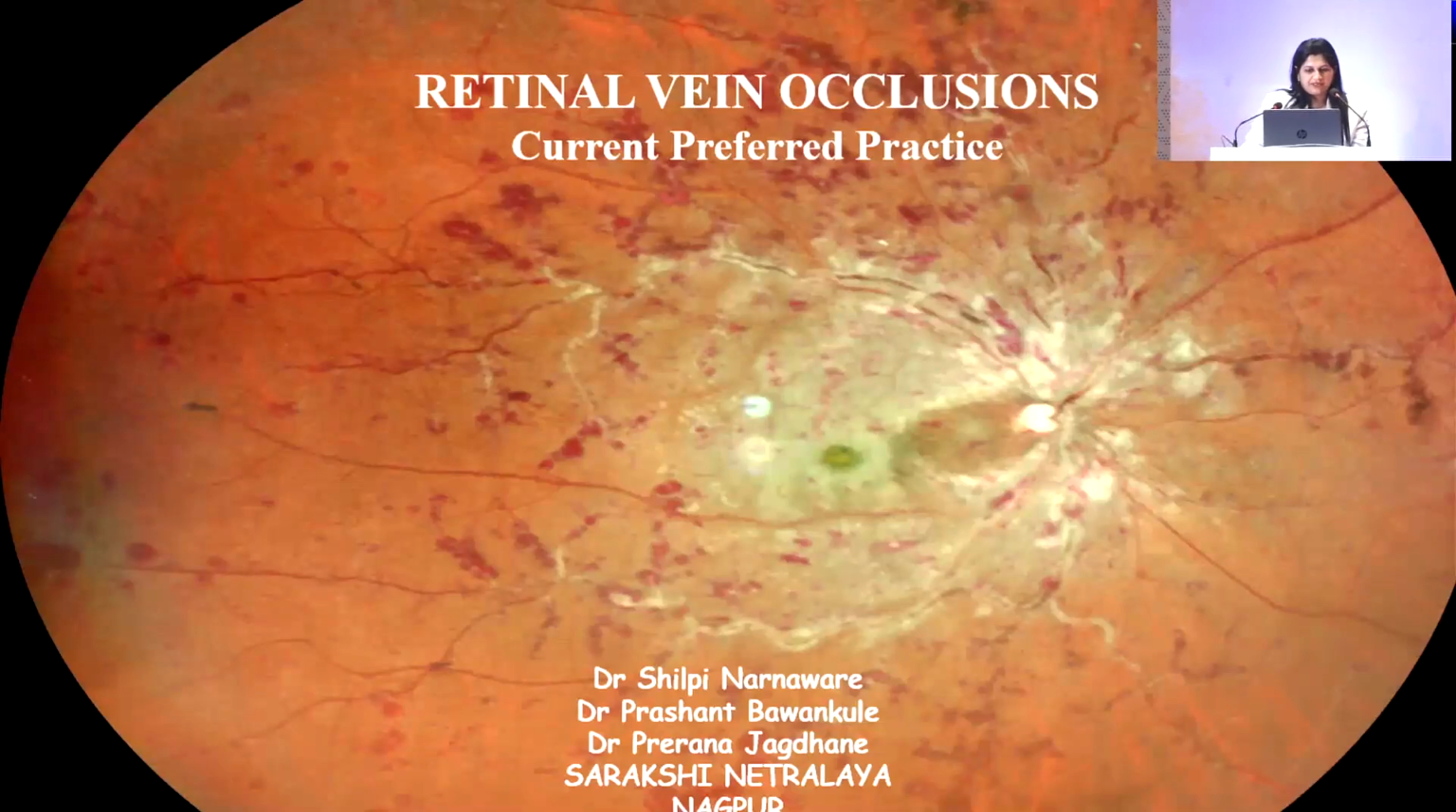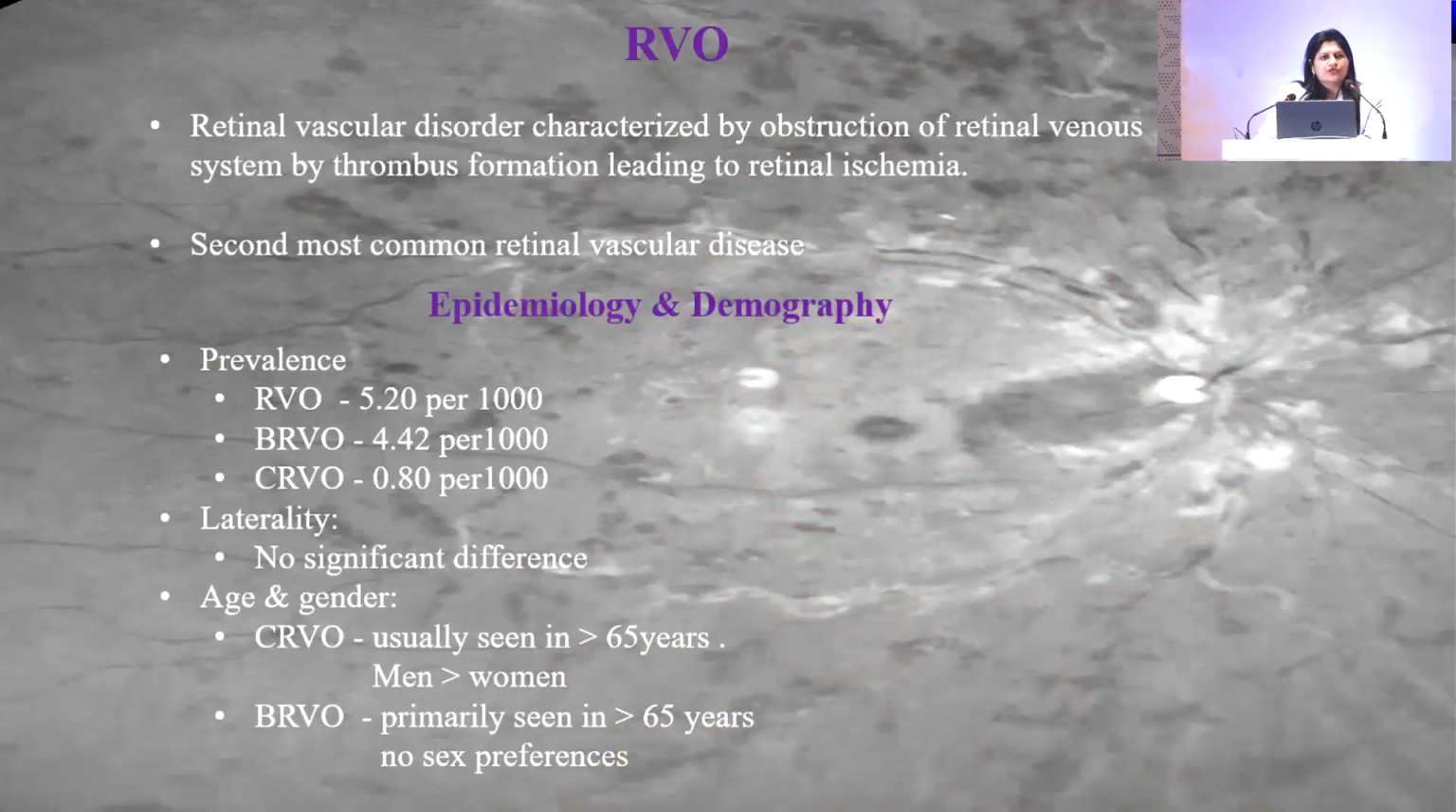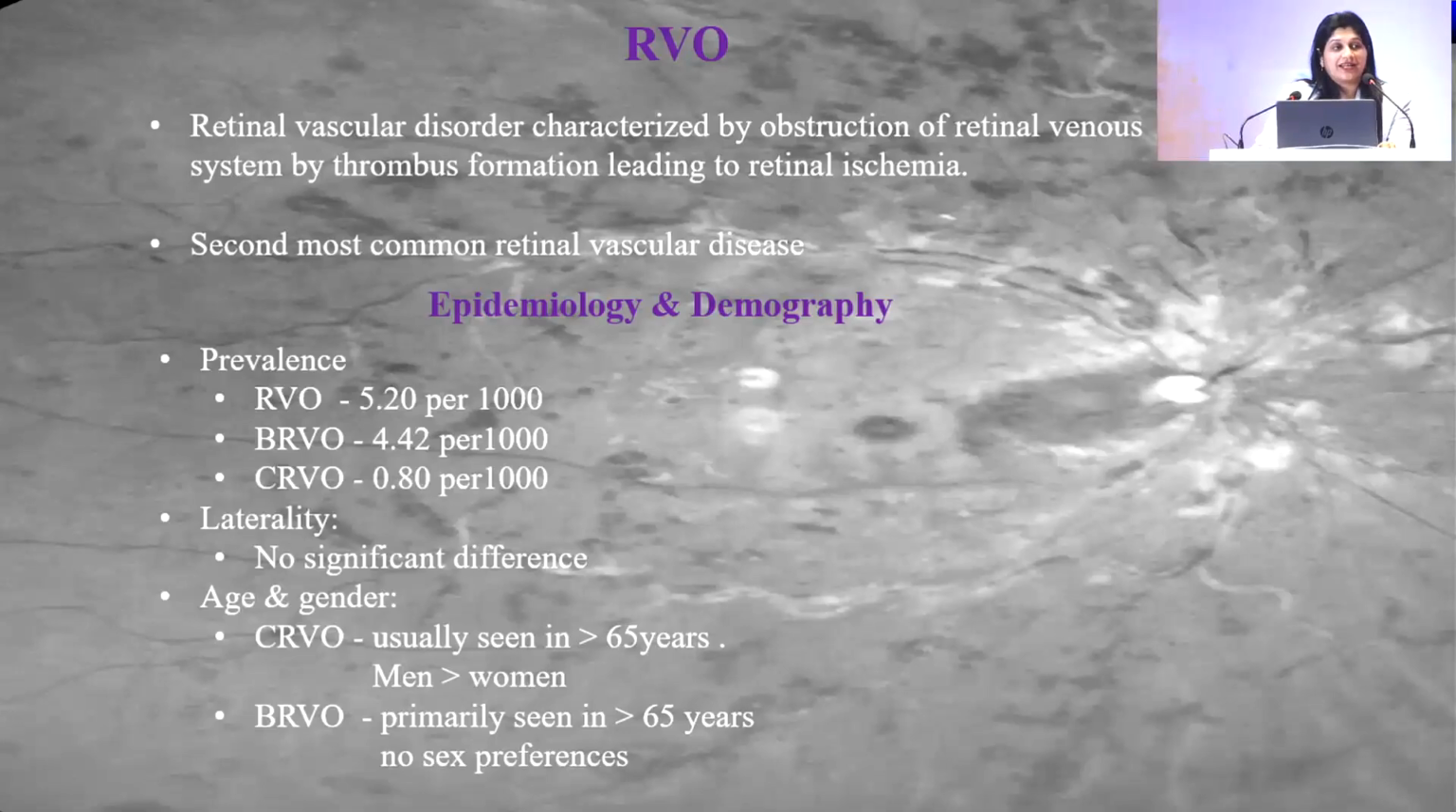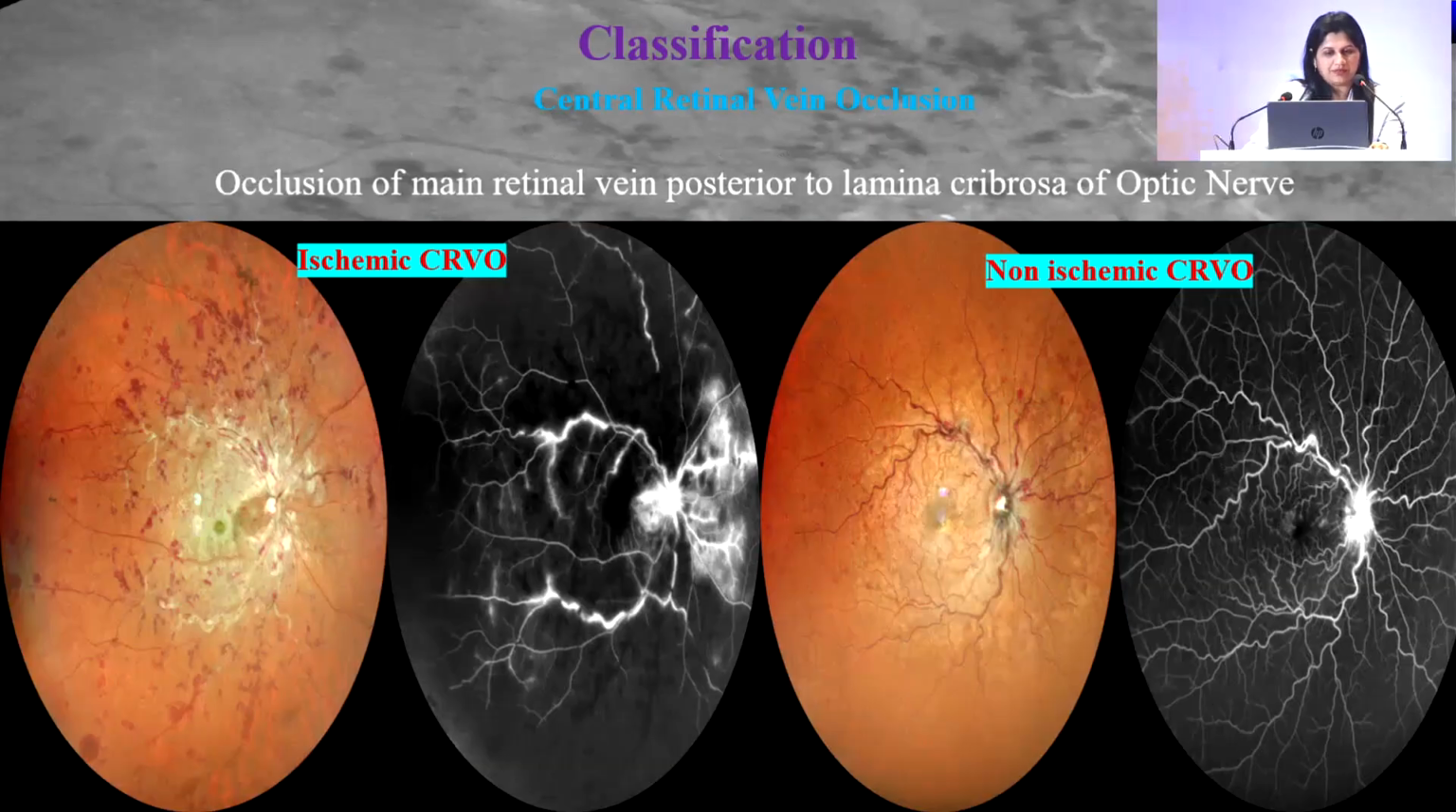Good afternoon, everyone. I will be speaking on retinal vein occlusions, current preferred practice. You all know retinal vascular disorders are characterized by obstruction of the retinal venous system by thrombus formation leading to retinal ischemia. It is the second most common retinal vascular disease causing visual disability. There is no laterality preference in these cases, and in BRVOs there is no gender preference, but in CRVOs men are more affected than women.